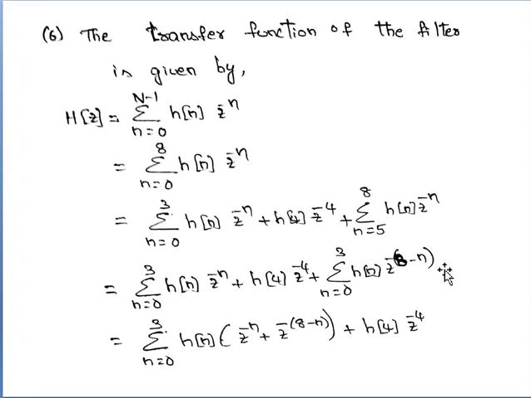What I did here is take this third term and substitute at n place capital N minus 1 minus m. After simplification I get this, but logically I can also write it like this: summation 0 to 3 of h of n z power minus of capital N minus 1 minus n. Now this is nothing but z power minus of 8 minus n. Now take this common and simplify like this.